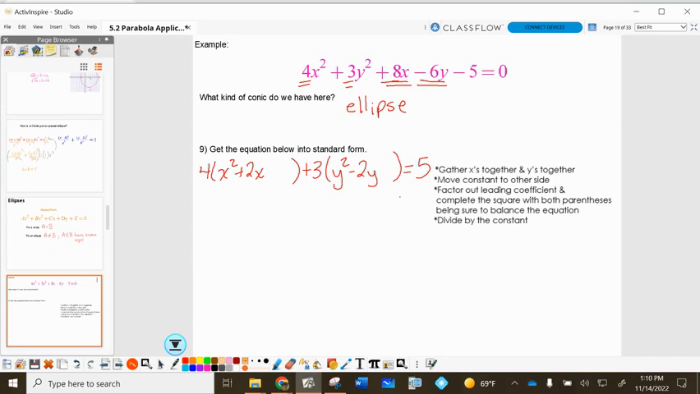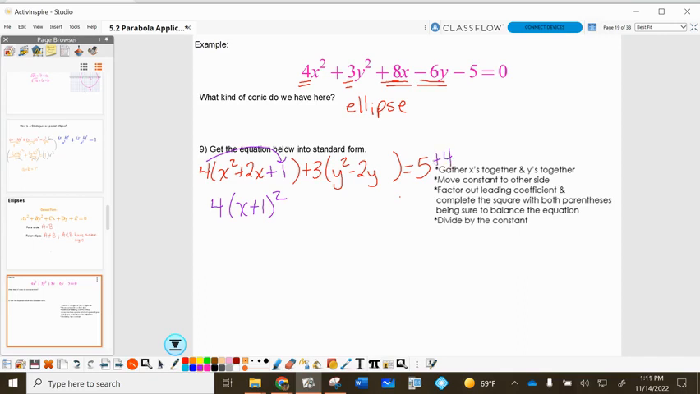Okay, so let's finish completing those squares. So that's going to be 4 times x plus half that middle term. Now, when I square that, that's going to become plus 1. But remember that 4 distributes to it. So to balance that equation, I'm really adding 4 on the left, so I'm going to add 4 on the right.